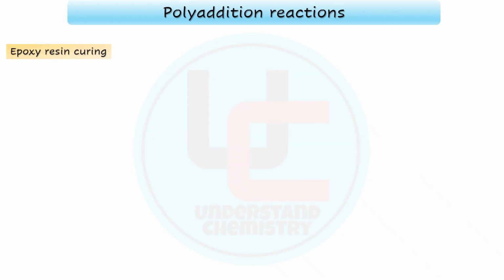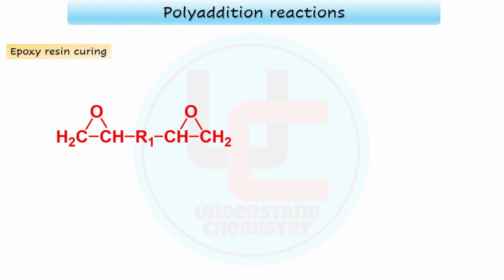Epoxy resin curing also follows a polyaddition mechanism, where a di-epoxy molecule containing two epoxy groups reacts with a diamine molecule containing two amine groups. This reaction proceeds through repeated nucleophilic attacks and proton transfers, ultimately forming a cross-linked polyepoxy resin network. Let us see how the reaction proceeds.